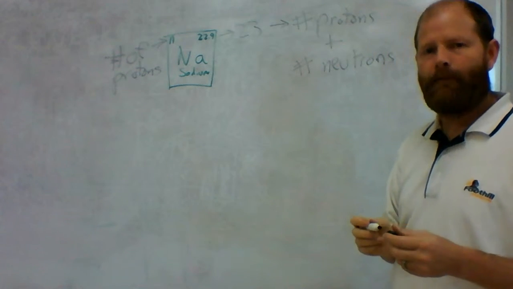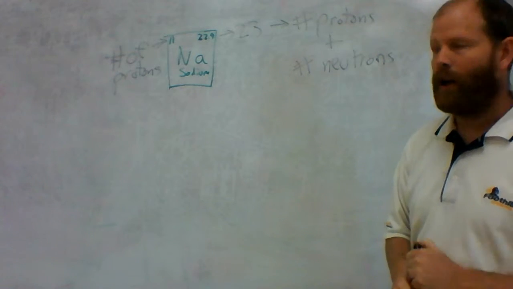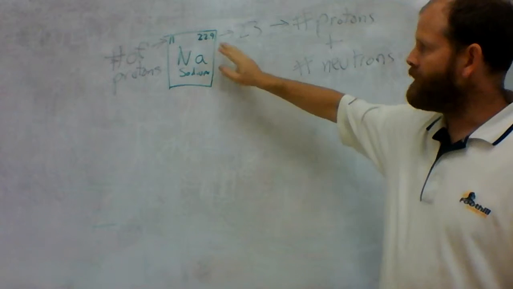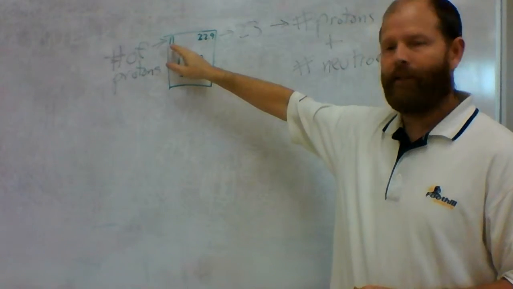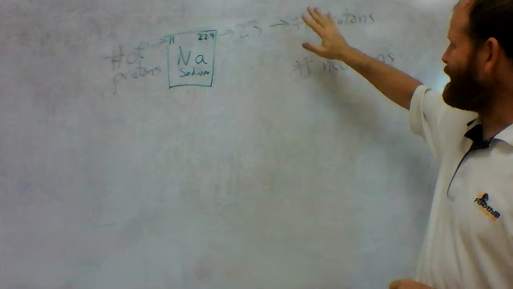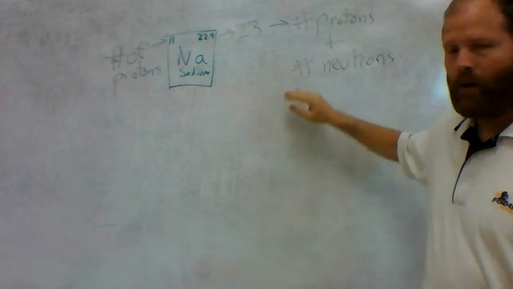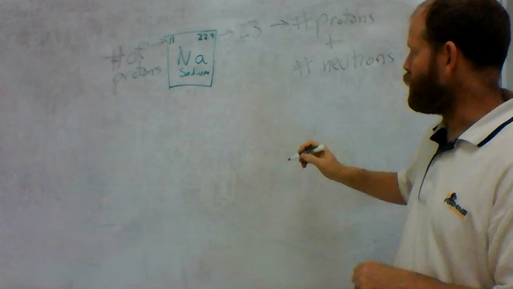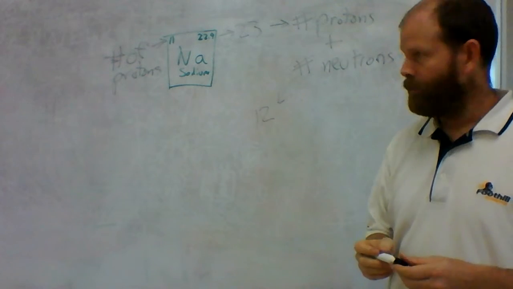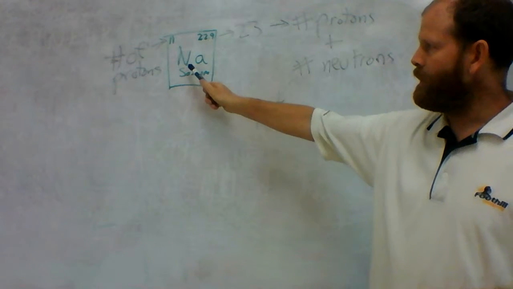And so if we want to find the number of neutrons, we can take the mass number, 23, and subtract the number of protons, 11, and that will leave us with 12. Well, we've just subtracted out the number of protons, so we're left with the number of neutrons, which in this case would be 12. The other things we see here are the symbol.